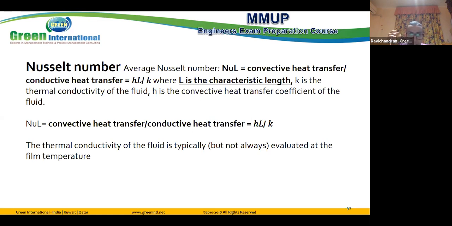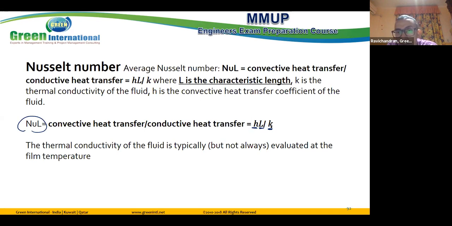the ratio between convection and conduction heat transfer. So Nusselt number is equal to h by k. But these two have different units, so we multiply by L to make the units equivalent, because as you know, a number means dimensionless. Nusselt number or any number is dimensionless.